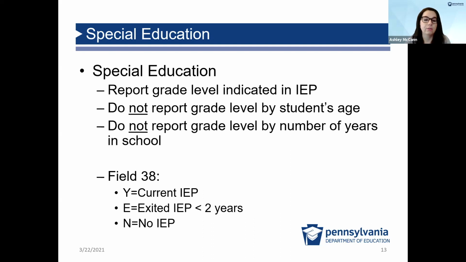And then for field 38, the options are Y, so yes, current IEP. It doesn't matter if you maintain the IEP. If you know the student has an IEP, then you should be reporting field 38 as Y. And then if they exited their IEP less than 2 years ago, you would report them with an E. And if they exited greater than 2 years ago, or they just were never special ed, never had an IEP, you would report them with an N.